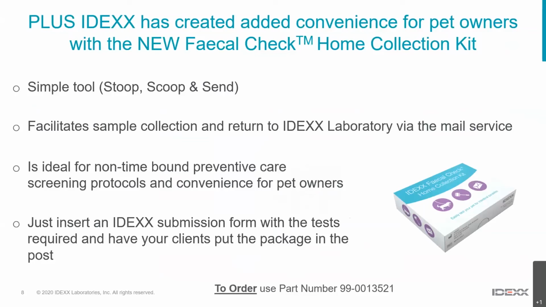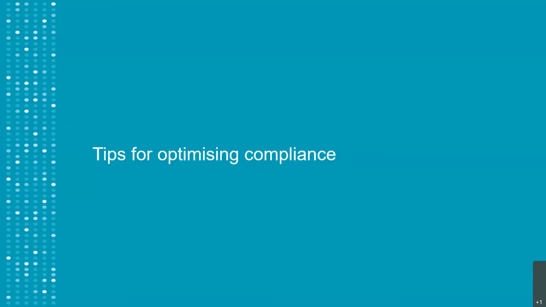Because it's Australia Post, it takes a little bit longer to get to the lab. Not ideal if it's a more urgent patient, but with preventive care, that's not the case. So the client collects the samples at home, puts them in the post box, and you get the results through the normal laboratory system.